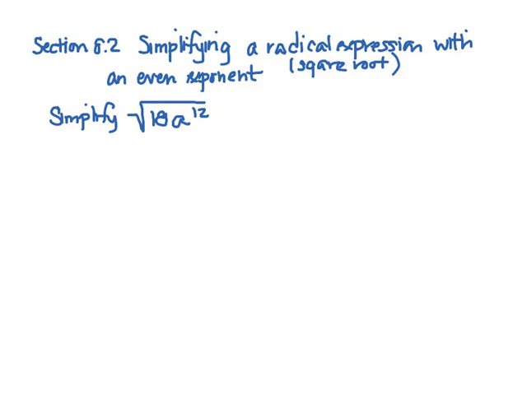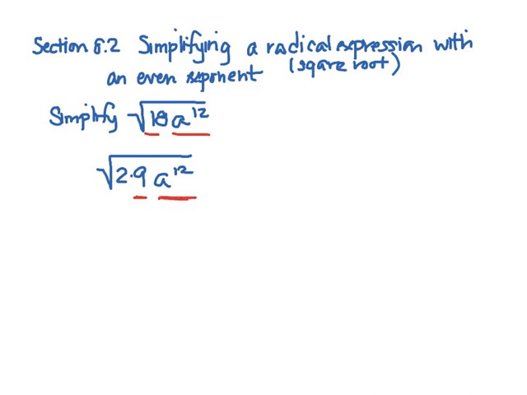Let's try simplifying the square root of 18a to the 12th. Okay, so again we can take a look at our two parts separately here, right? And we can rewrite 18. We know one of the factors is a perfect square. It's 9. So 2 times 9 gives me 18. And I know that anything with an even exponent is a perfect square, right? So I'm going to go ahead and write a to the 12th. So we have 9 is a perfect square, and a to the 12th is a perfect square.